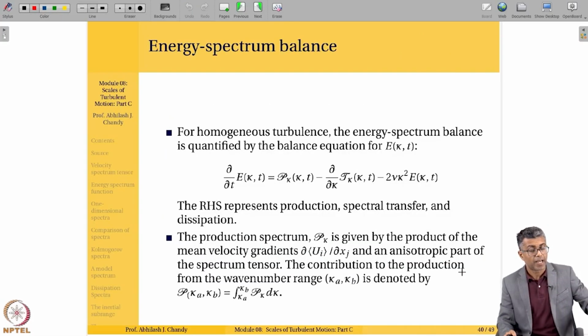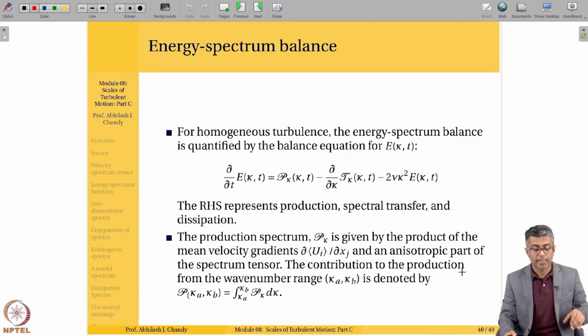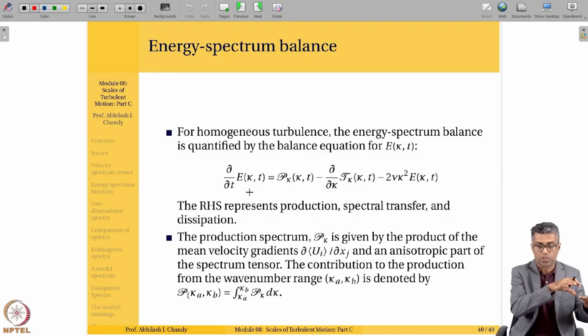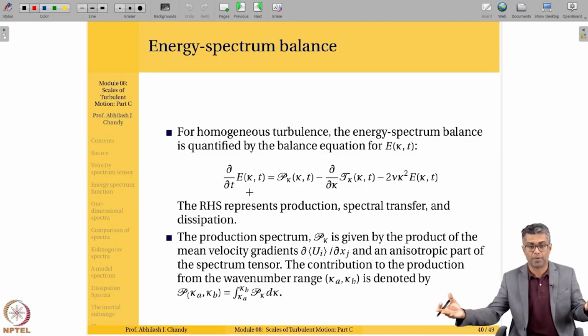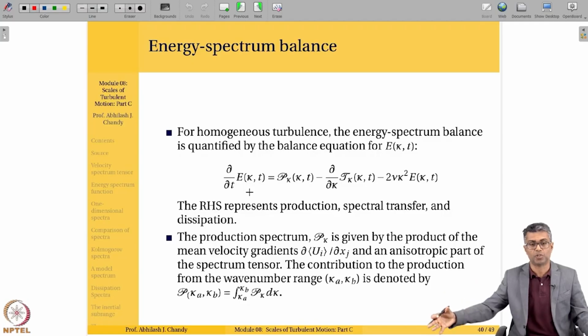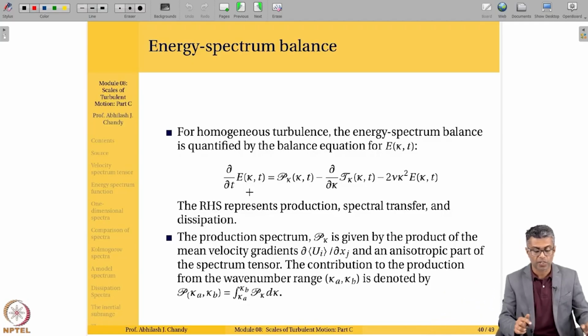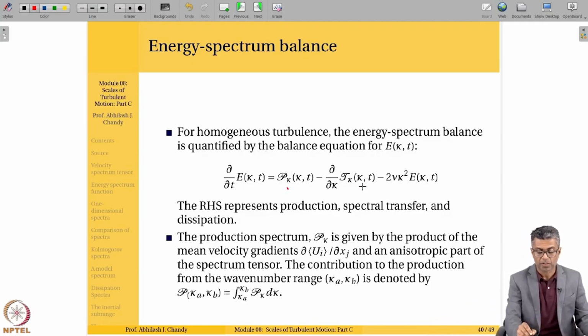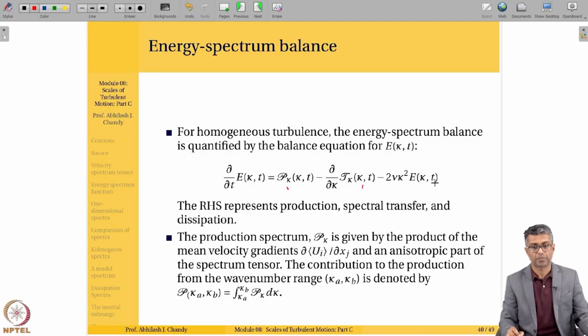So that's that. Now let's look at the energy spectrum balance equation. You would think that if I have an energy spectrum balance equation, del t of E of kappa, it depends on three things. Energy is being produced, energy is being transferred, and energy is dissipated. Produced in the energy containing range, transferred over the inertial subrange, and dissipated in the dissipation range. So on the RHS, I have production, spectral transfer, and dissipation.